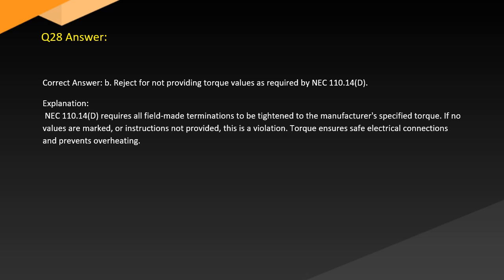Answer. Correct answer: B. Reject for not providing torque values as required by NEC 110.14(D). Explanation. NEC 110.14(D) requires all field-made terminations to be tightened to the manufacturer's specified torque. If no values are marked or instructions not provided, this is a violation. Torque ensures safe electrical connections and prevents overheating.